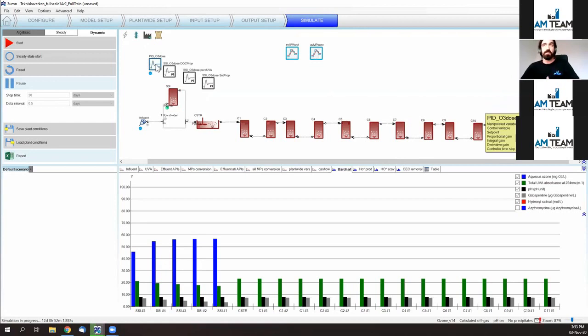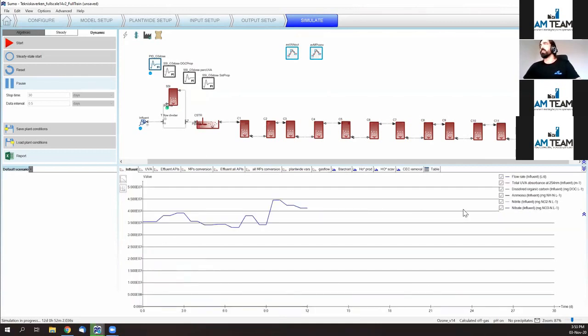Similarly to the previous demo, you can apply different control strategies. You can pick and try different controls without affecting the real plant. That's one of the main advantages of using this virtual tool. So in this case, we had a little less frequent measurements of the influent characteristics.